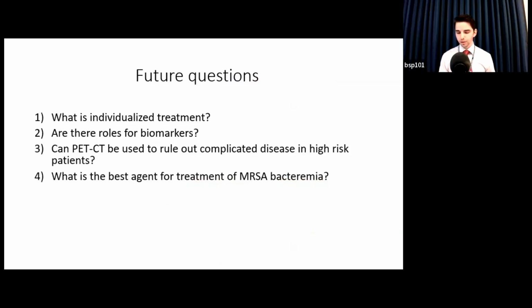So the future questions that we have are, what is individualized treatment? Staph aureus bacteremia would commonly fall into 2-week treatment, 4-week treatment, 6-week treatment, or above. But there might be ways to further individualize that treatment course. It could be with biomarkers. It could be with imaging as you're treating. But hopefully, we'll eventually be able to find ways to really individualize treatment courses.